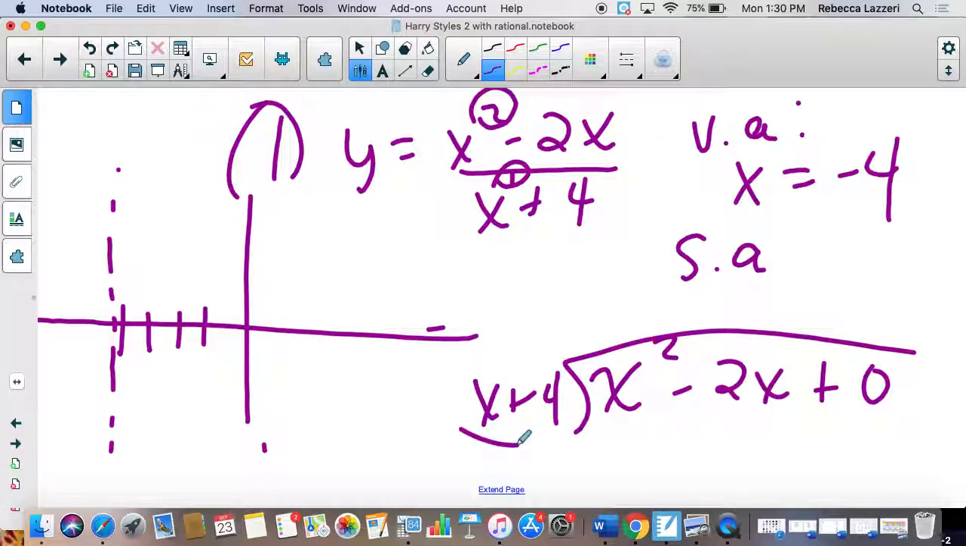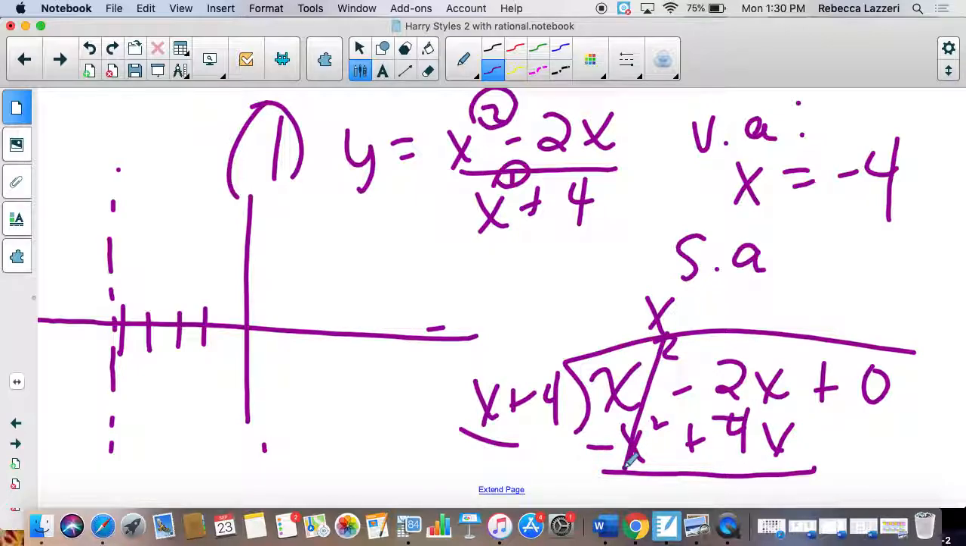X goes into x squared, x, so that gives me x squared plus 4x. Then I'm going to subtract, cancel. If I was writing clearly, that would say -6x and bring down your 0. Now what do you need to get x to be a -6x? -6, you're done. Do you see a y equals mx plus b? Your slant asymptote is y is equal to x minus 6.